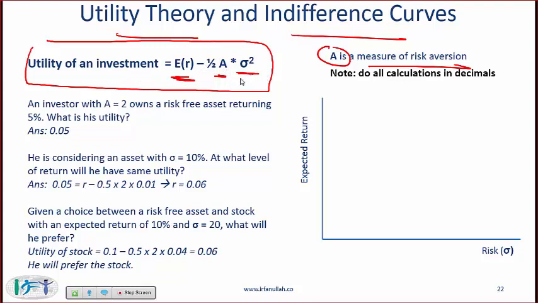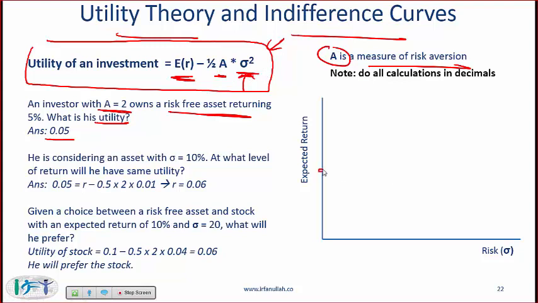So also sigma squared is the risk or the variance of the investment. So make sure you know this. Make sure that all the numbers that you put in are in decimal. So if you have an investor with a risk aversion of 2, he owns a risk-free asset returning 5%. What is his utility? Answer 0.05, because you simply put in 0.05, 5% return in decimal. You know that the risk is 0, so don't do any further calculation.